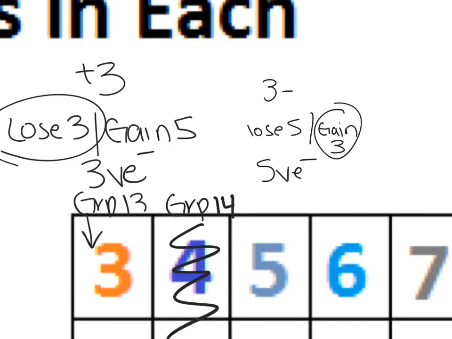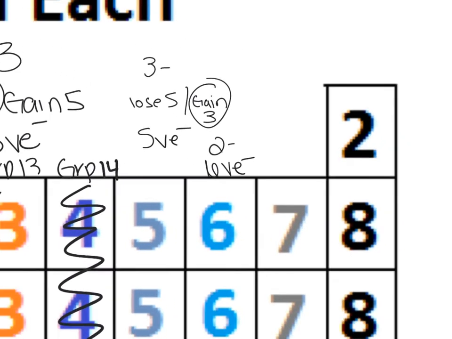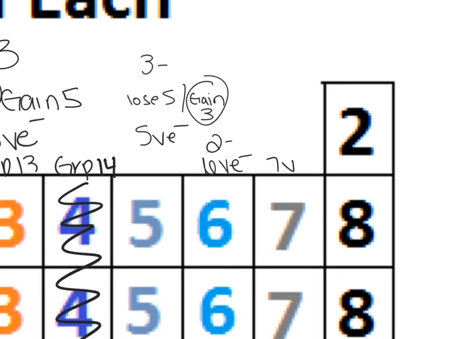Group 16, we have 6 valence electrons. Lose 6 or gain 2. Hopefully you say gain 2. So that becomes a 2 minus. Group 17, we have 7 valence electrons. Lose 7 or gain 1. Hopefully you know gaining 1 is a little bit easier, so 1 minus.